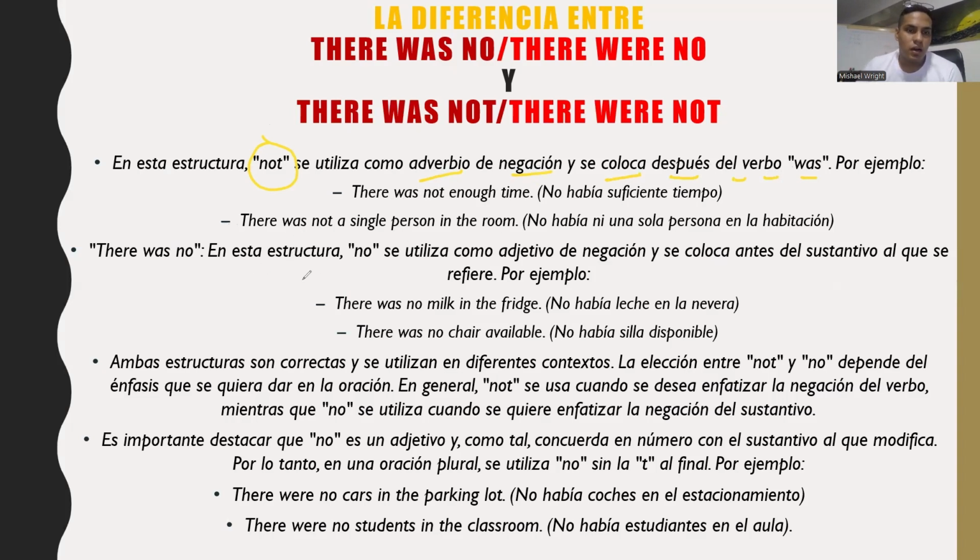So there was not, in this structure, we use not as an adverb of negation, right? So, for example, there was no milk in the fridge. No había leche en la nevera. There was no chair available. This is an adjective. An adjective is something that describes something, okay? So both structures are correct if they are used in different contexts.